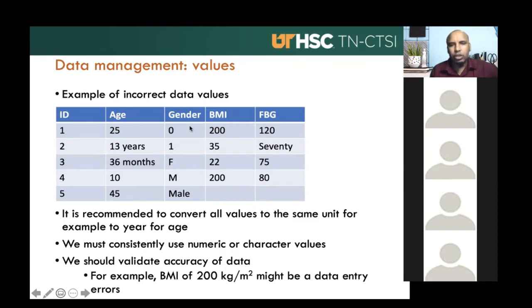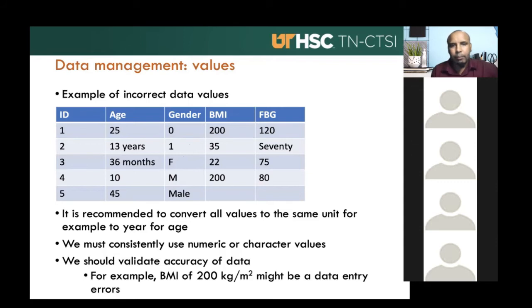So under gender, there is inconsistency. We started with numeric codes 0 and 1, and then we used M and F, and then we also used male. There is a lot of inconsistency. We have to be consistent, so we have to either stick to 0 and 1, or use F and M throughout, or use male and female.